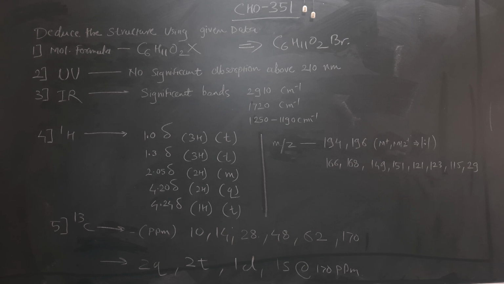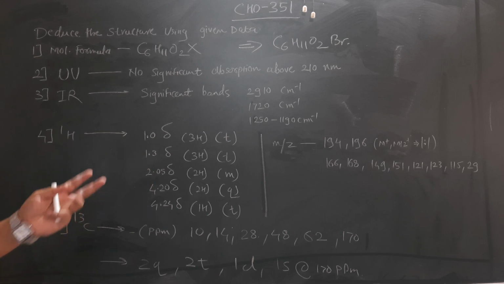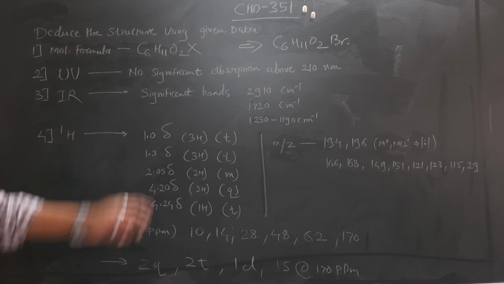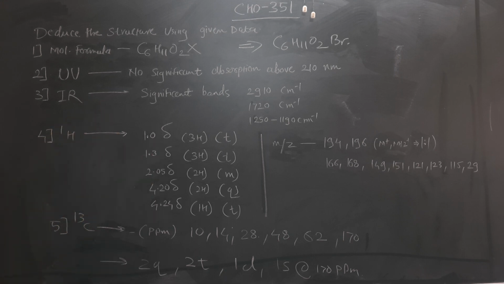1720 per centimeter belongs to a carbonyl. This carbonyl could be an ester because we have two oxygens. It could be a ketone or aldehyde, though that is going to be ruled out, as there is no significant aldehydic CH stretch. But for now just consider the presence of ester, ketone, aldehyde and acid also. By using the H1 data we will rule out the possibilities.